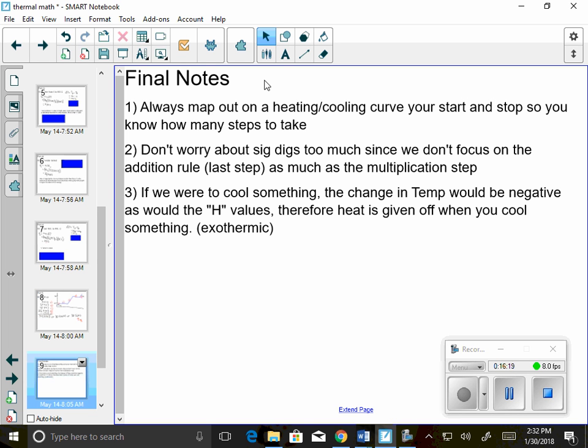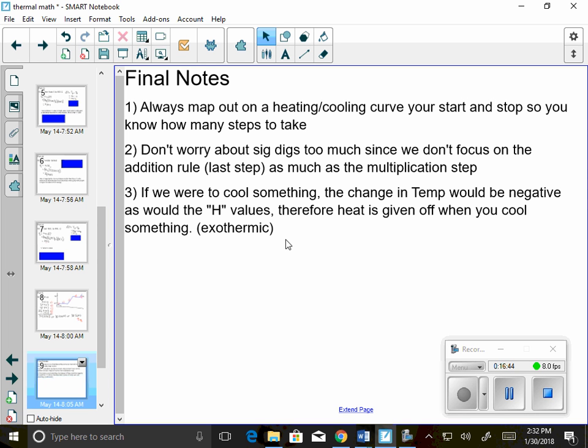My recommendations when doing any problem like this, like your homework will be, is to always start off with a heating cooling curve to show your starting and ending point. Secondly, like I mentioned before, we are not going to be overly concerned with significant digits because they involve the rules for add and subtract, which we do not emphasize as much as the multiply divide.